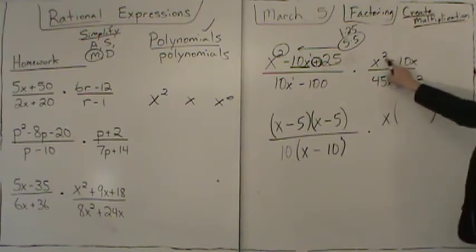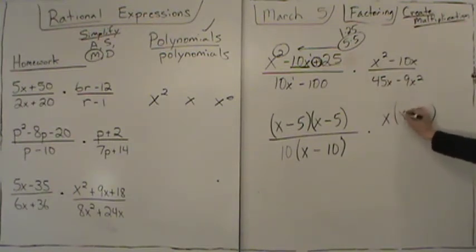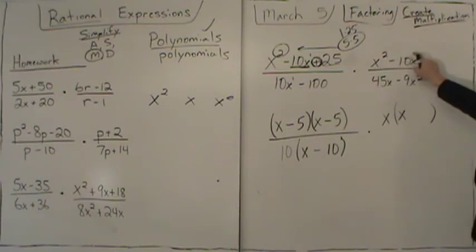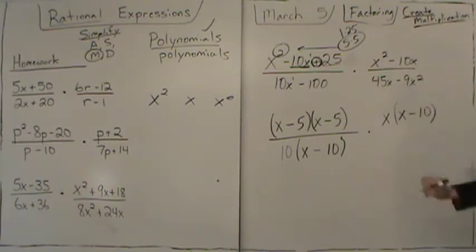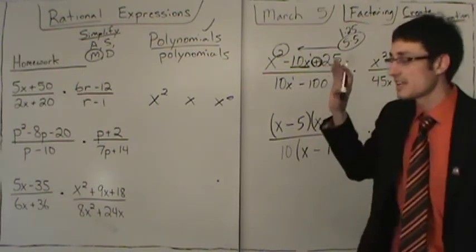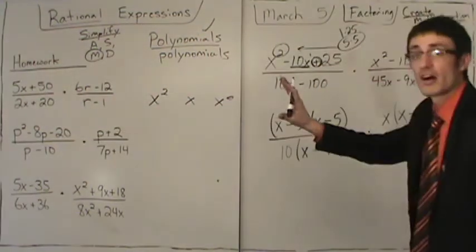If we take an x out of two x's, how many x's are left? Just one. If we take an x out of the 10x, we're left with just what? Minus 10. So if that constant is missing, you can always factor out a common x.